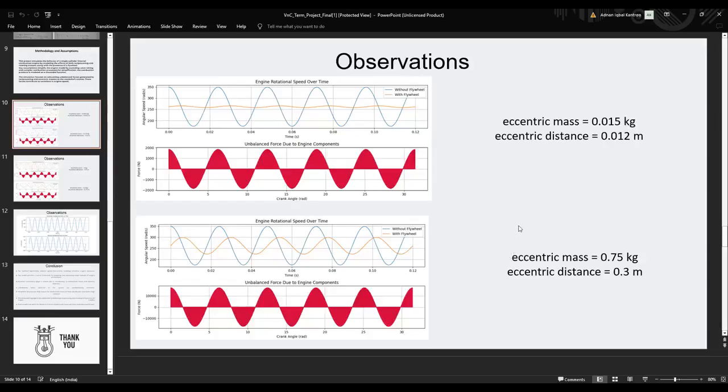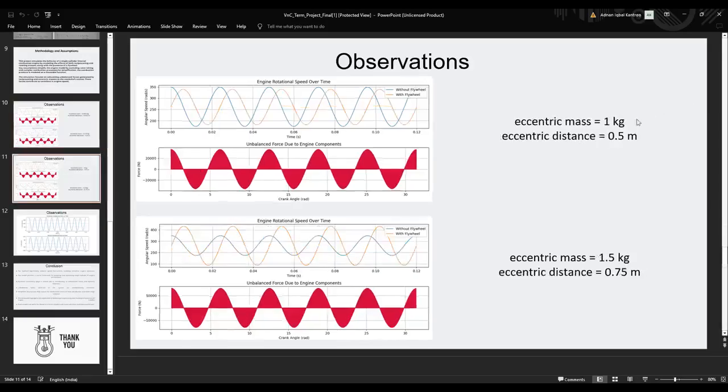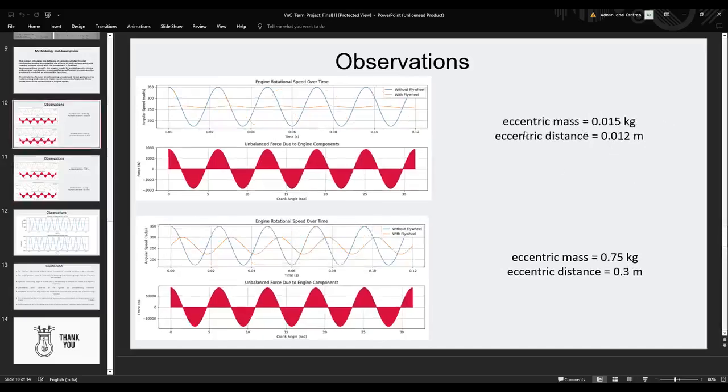So we had four configurations, in which the first one was where we had eccentric mass equal to 0.015 kg, eccentric distance equal to 0.012. Further, we increased the eccentric mass: in the second case 0.75 kg, in the third case it was 1 kg, and in the fourth case 1.5 kg. So with all those four configurations, we had plots which I'm going to explain to you.